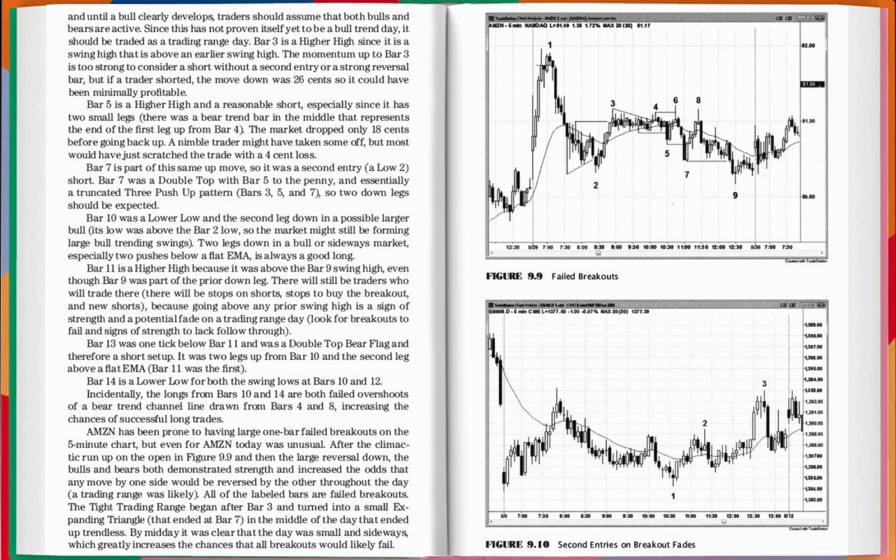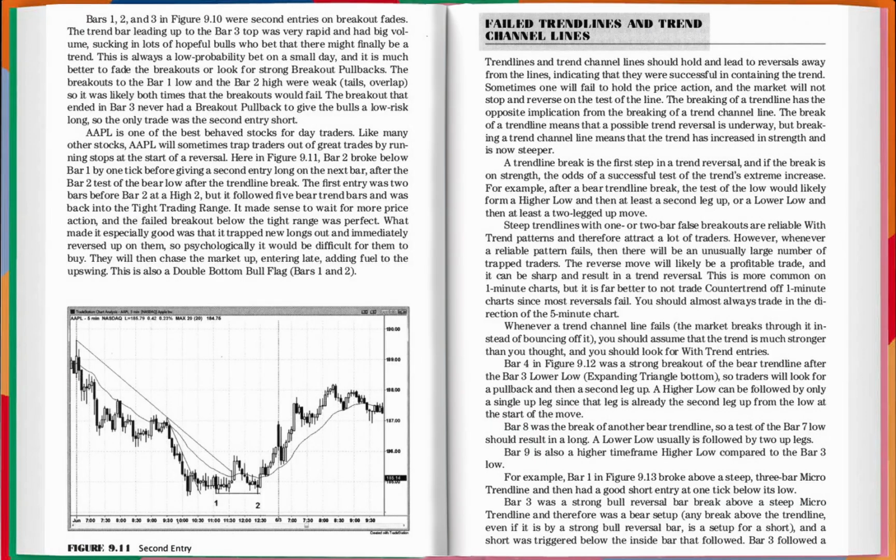By midday, it was clear that the day was small and sideways, which greatly increases the chances that all breakouts would likely fail. Bars 1, 2, and 3 in figure 9.10 were second entries on breakout fades. The trend bar leading up to the bar 3 top was very rapid and had big volume, sucking in lots of hopeful bulls who bet that there might finally be a trend. This is always a low probability bet on a small day, and it is much better to fade the breakouts or look for strong breakout pullbacks.